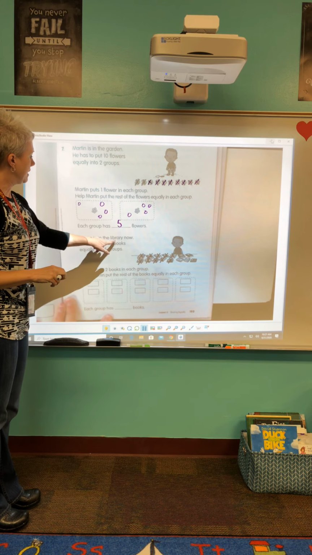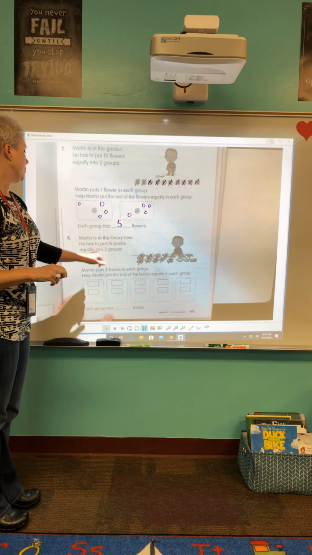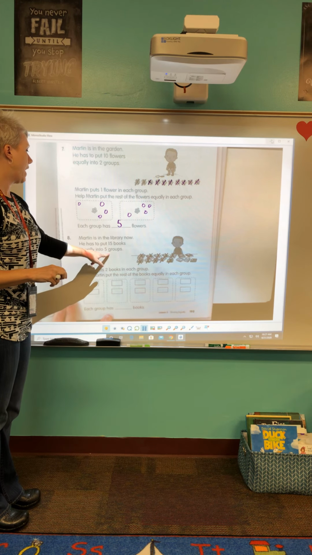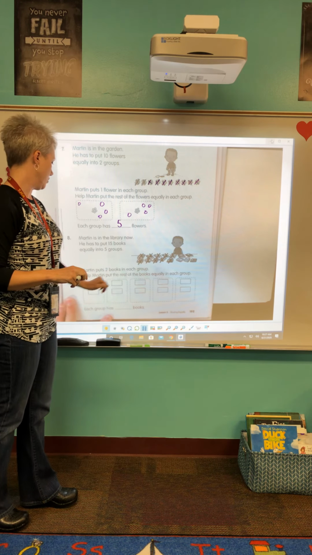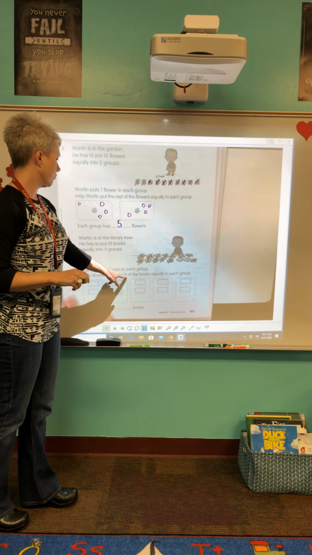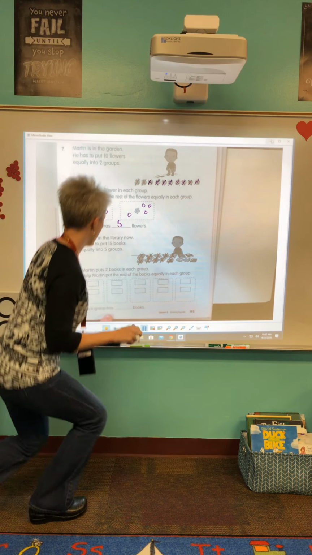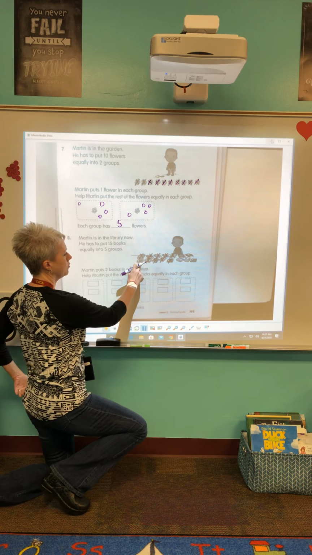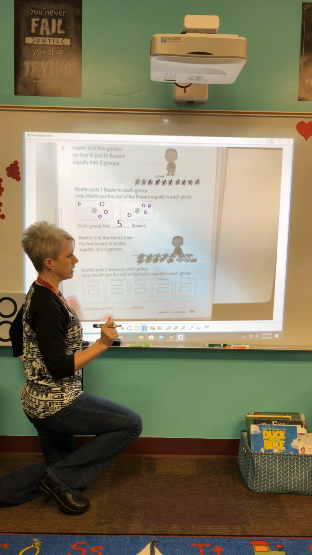Martin is in the library now. He has to put 15 books equally into 5 groups. Martin puts 2 books in each group. Help Martin put the rest of the books equally in each group. So he's already put 2 books in each group, and he's marked off the ones he's already put in.